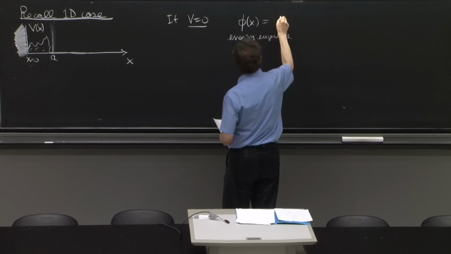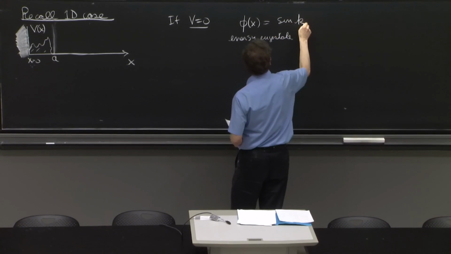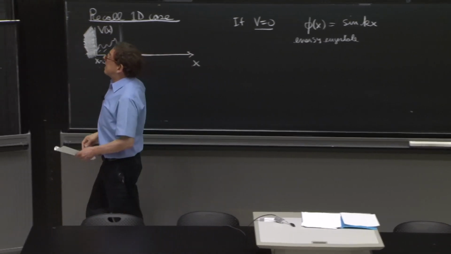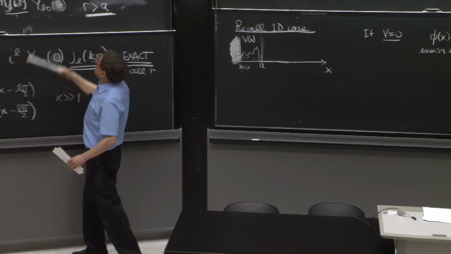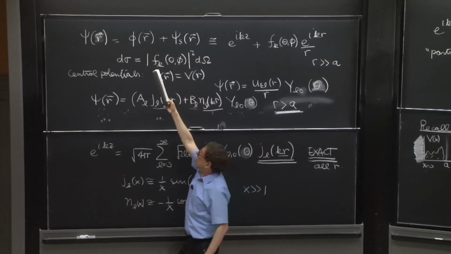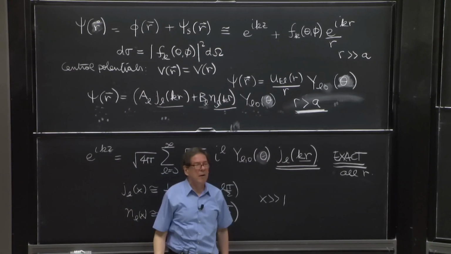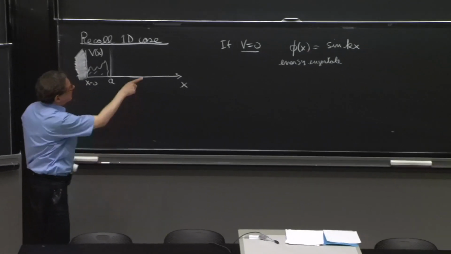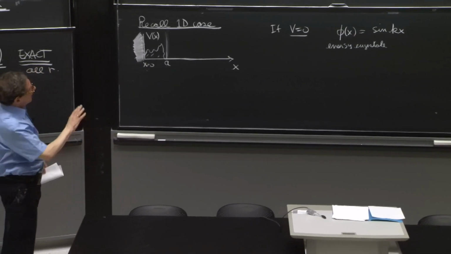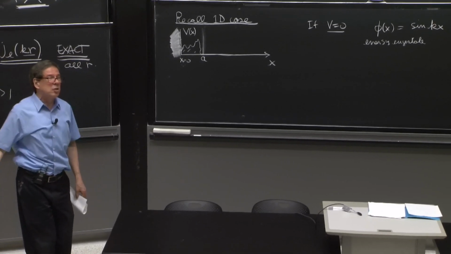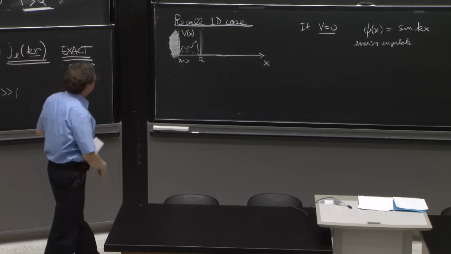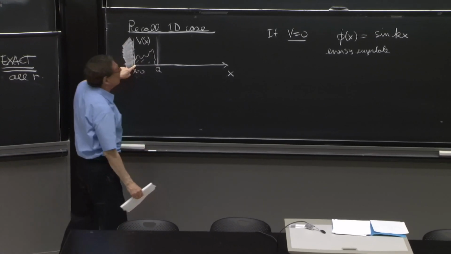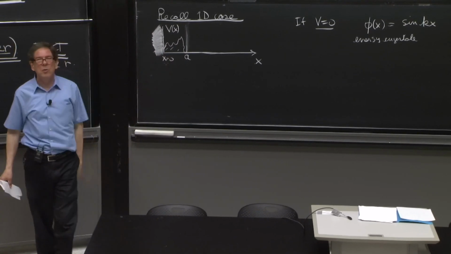And that would be sine of kx. This is the analog of our e to the I kz that we called phi of r. Here you have phi of x, which is a sine of kx, and it's your energy eigenstate. And that's a solution if v is equal to 0. If v is equal to 0, the wave must vanish at the hard wall at x equals 0. So that's your solution.